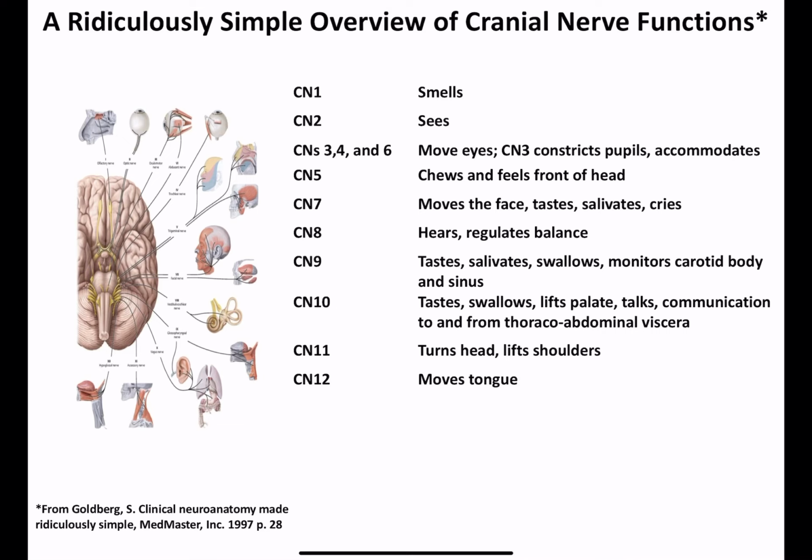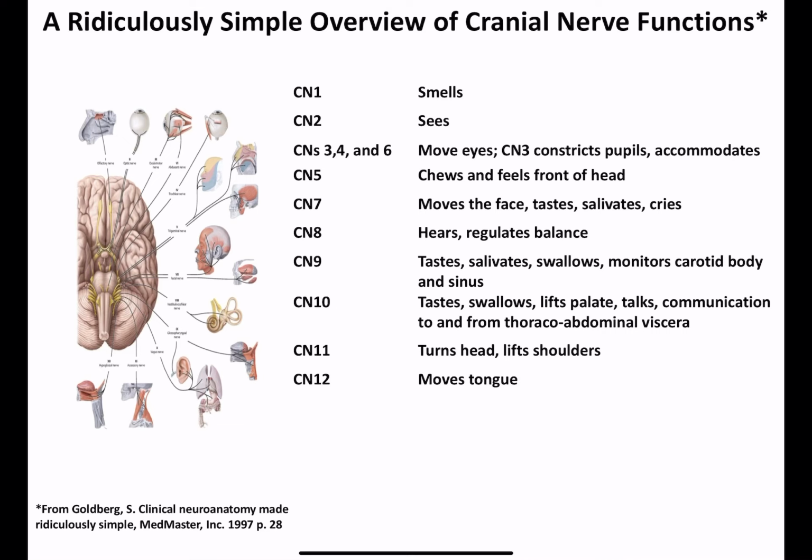Number 2 is also just sensory. That's the optic nerve, right? It sees things for us, or the visual information is collected by the optic nerve. It's going to be going back to the occipital cortex via the lateral geniculate nucleus of the thalamus.